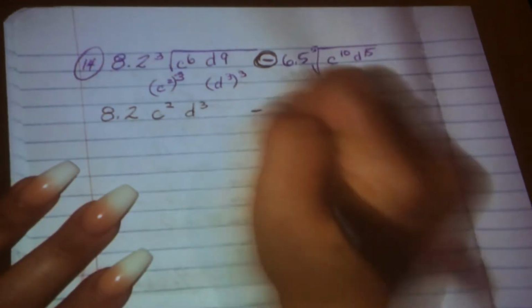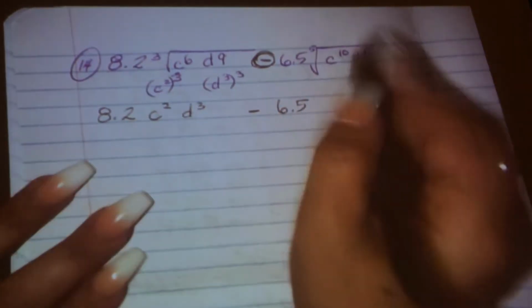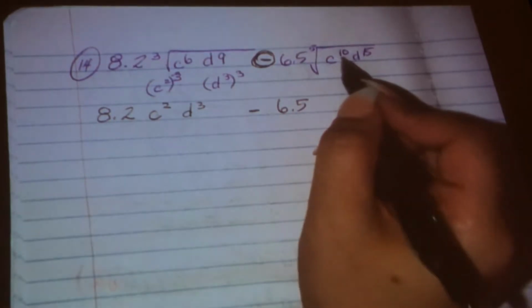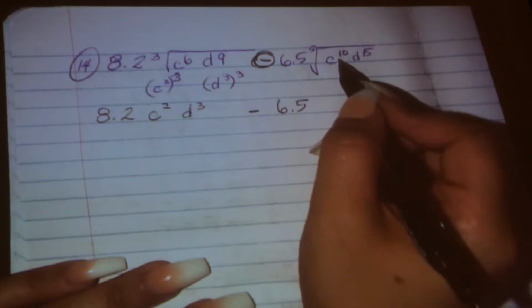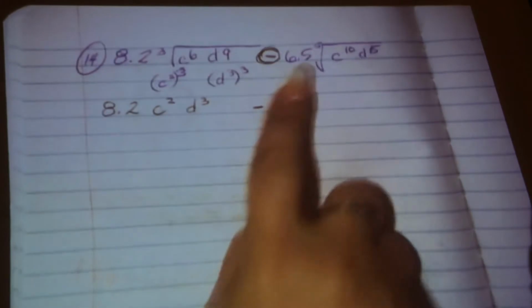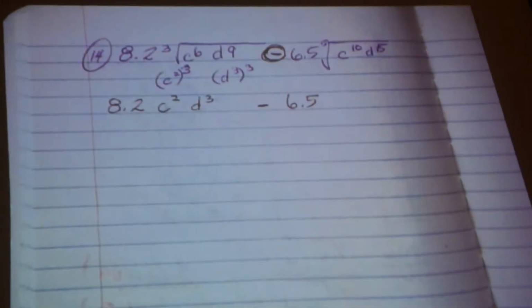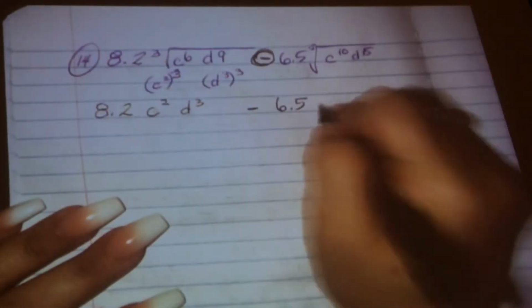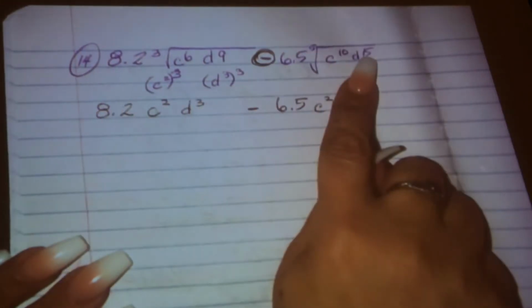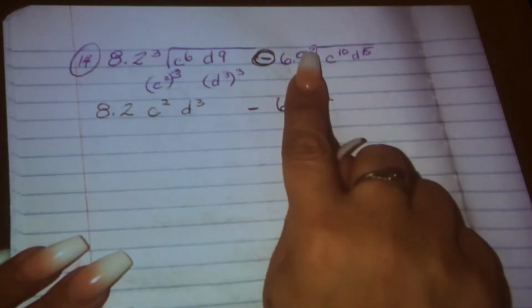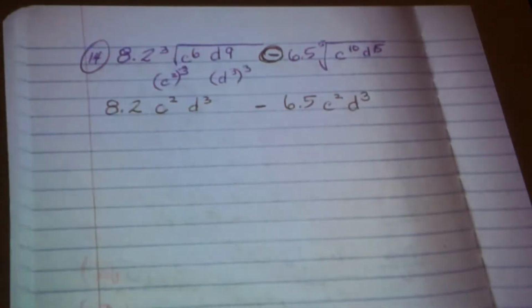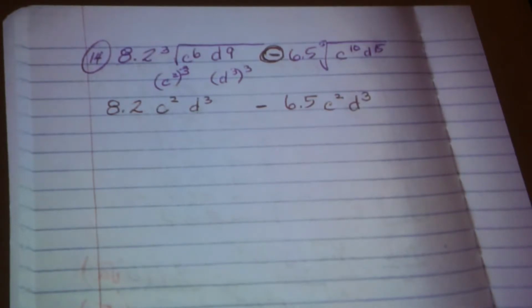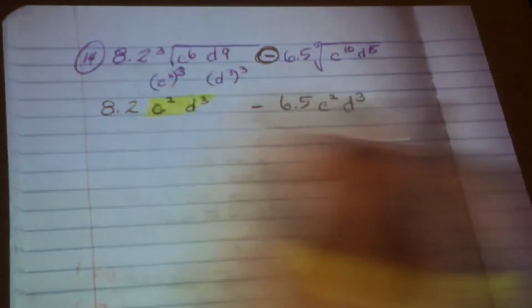And then I'm going to subtract 6.5. Now I want the fifth root of c to the 10. Think of it this way, you guys. This is 10 people, and you want them in groups of 5. How many groups is that? 2. So that's why this is c squared. How about here? 15 people, and you want them in groups of 5. How many groups is that? 3. That's why that's d cubed. So this is c squared d cubed. This is c squared d cubed.